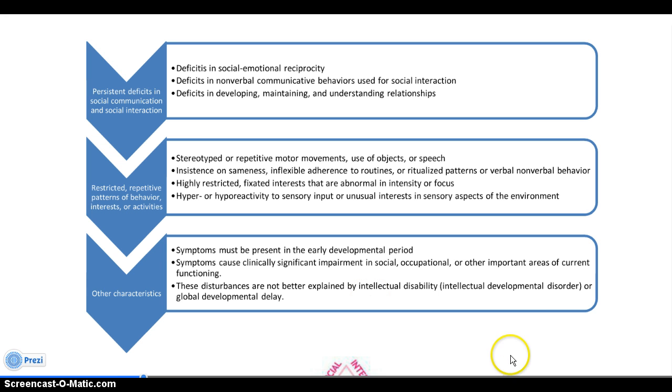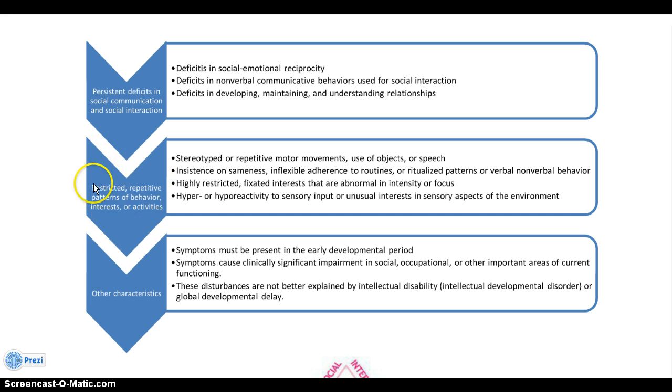First thing we look at is persistent deficits in social communication and social interactions. So what they talk about is deficits in social emotional reciprocity. So that's the give and take of a social relationship. Deficits in nonverbal communication used for social interaction. So in other words, being able to read body language and facial expressions. Deficits in developing, maintaining, and understanding relationships.